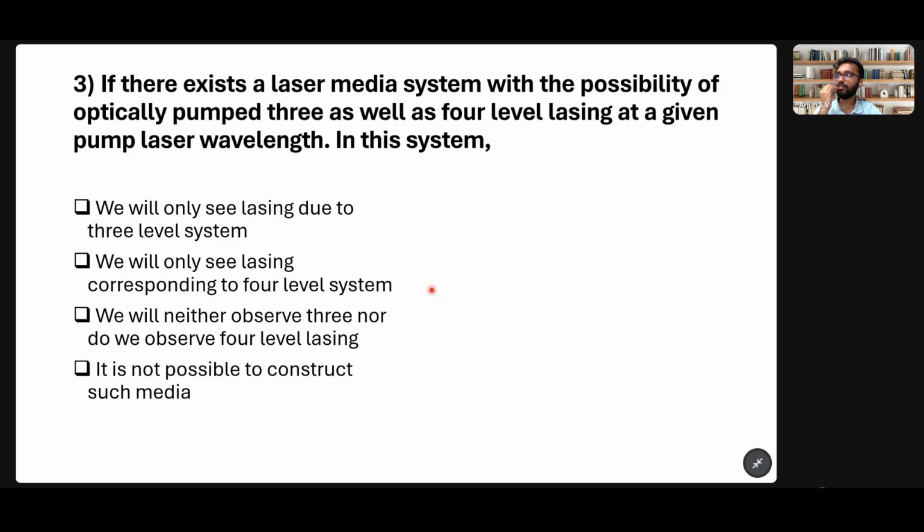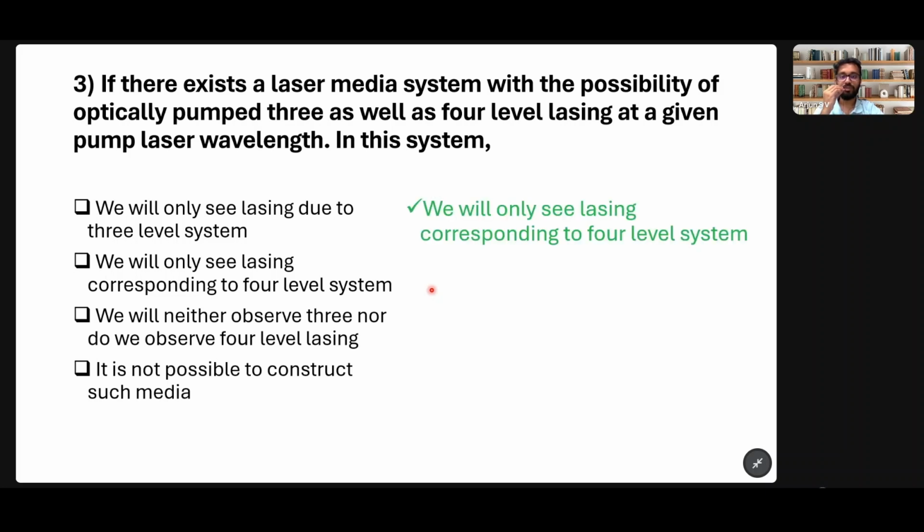So third question. If there exists a laser media system with the possibility of optically pumped 3 as well as 4 level lasing at a given laser wavelength, in this system what will happen? So compared to a 3 level system, for the 4 level system the threshold is very low. So energetically, only the 4 level laser is preferred over a 3 level laser. So as a result, we will only see the lasing corresponding to the 4 level system.